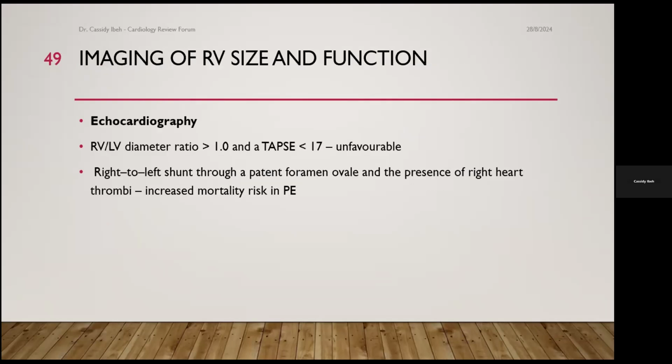Now, using echo in this case, if there is a right ventricle to LV diameter ratio greater than 1, and a TAPSE less than 17 or 16, depending on the guideline that you're using, it may be unfavorable. Then right to left shunt through a PFO and the presence of right heart thrombi actually increase mortality risk in PE. So when you find all this in an echo, it will help in assessing the prognosis in this patient.